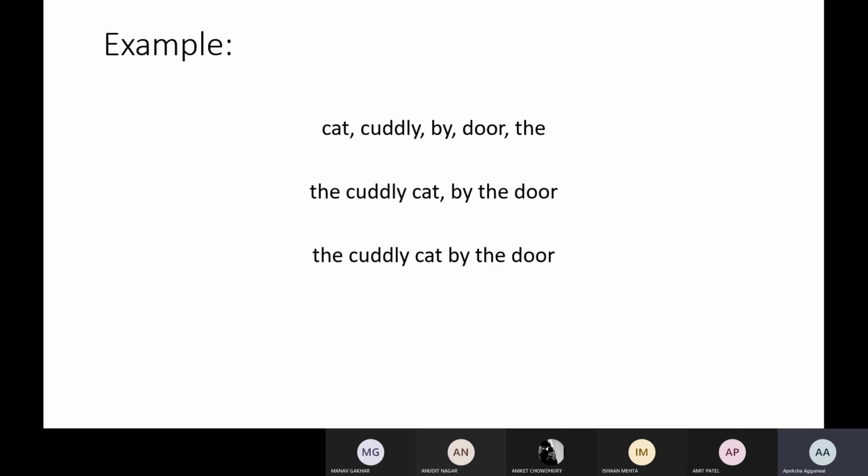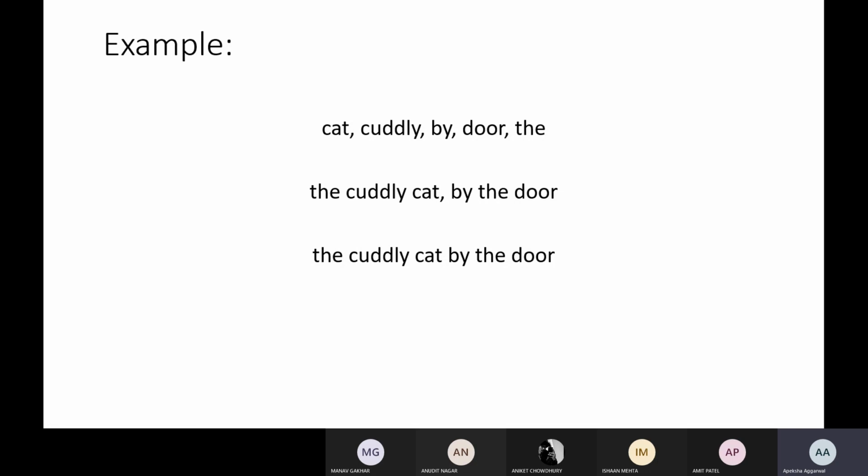In this example, we have a few words like cat, cuddly, by, door, the, etc. and so on. We have sentences. Now, the cuddly cat is itself a phrase, so it has some meaning, and it is representing something. The cuddly cat by the door is also a phrase, because these words are dependent on door itself, because we are talking about door. So this whole set of words is making a phrase. Similarly, the cuddly cat by the door is an even bigger phrase.